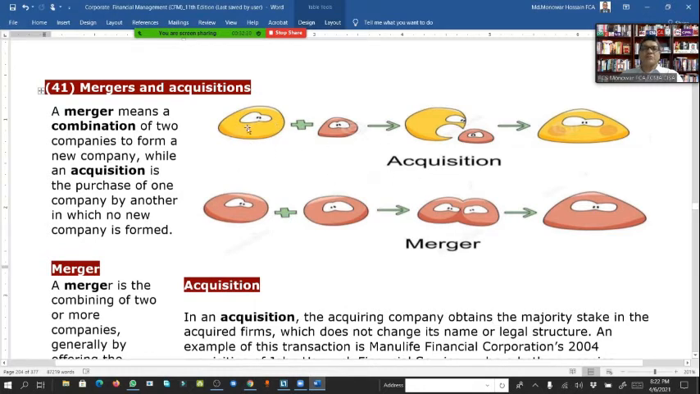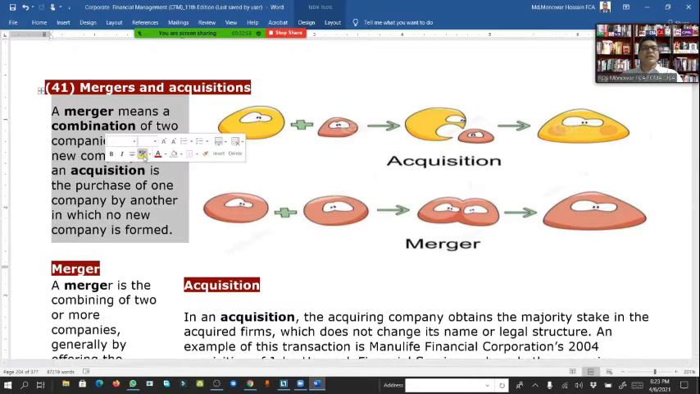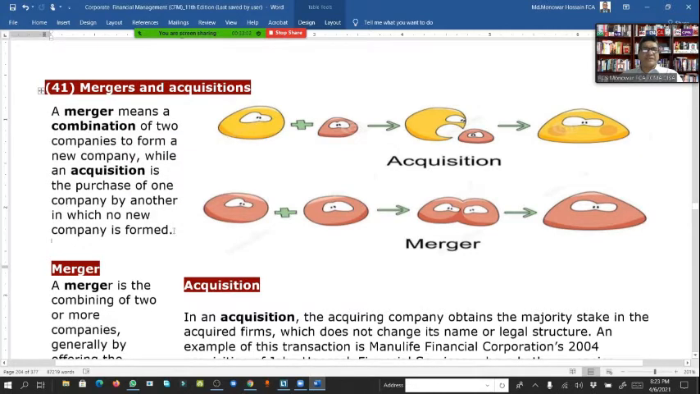For example, in the upper one, the yellow one is a company taking over another company, and just the existing one remains. If we have company A and company B, A Limited plus B Limited equals A Limited. That is the acquisition. B Limited has no existence after the acquisition. So a merger means a combination of two companies to form a new company, while an acquisition is the purchase of one company by another in which no new company is formed.